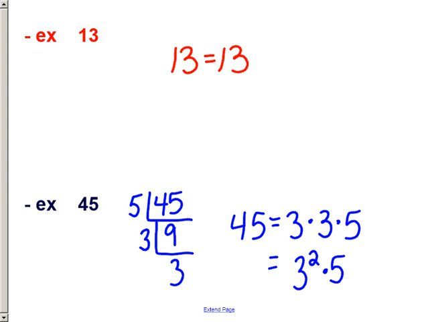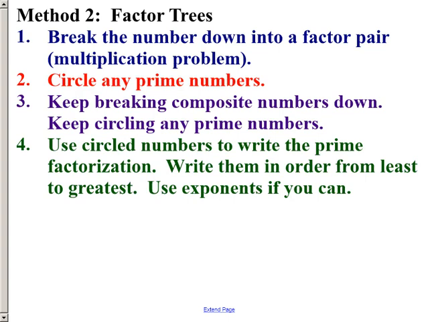So upside down division is one way that you can do prime factorization. However, it's not the only way. There is another way that you can do it. You can do what's called factor trees. And I've given you the steps for factor trees, but I'm going to explain it as well because it's kind of a lot of information. Let's do this best with an example.